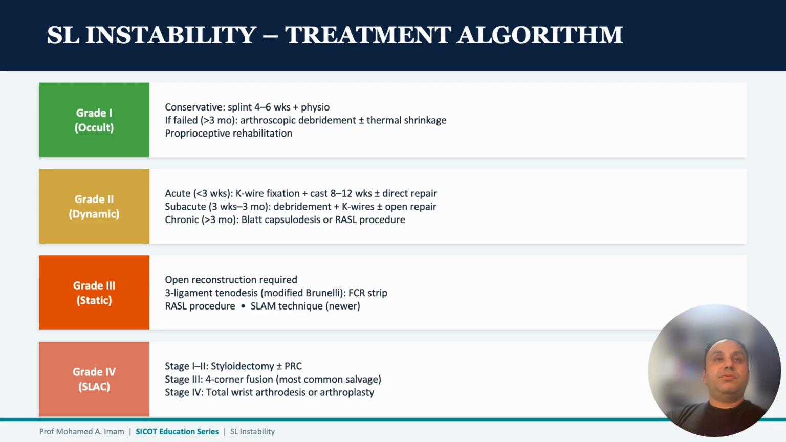There are different options, different schools, different techniques, ranging from non-operative to operative options, including Brunelli, where you use a 3 ligament tenodesis, new internal braces, and others. But in grade 4, possibly it's a salvage. We can achieve 80% good or excellent outcome with acute repair. Outcome worsens with delay.